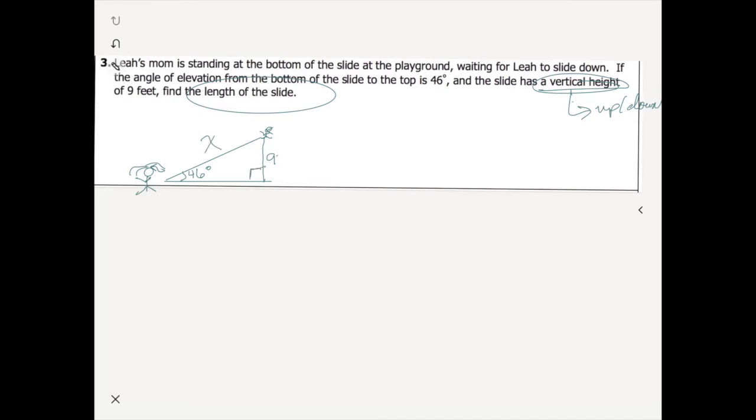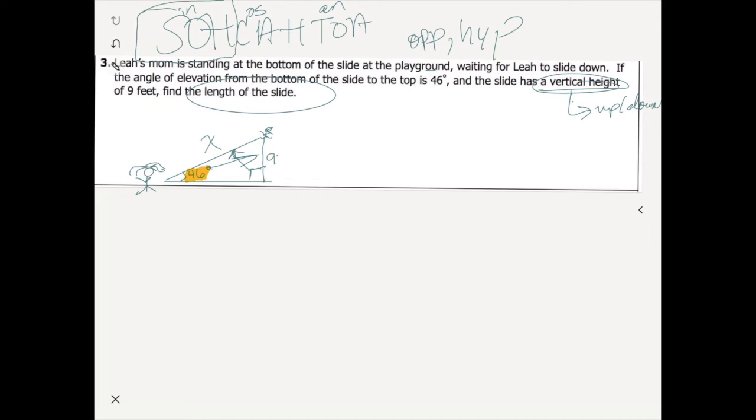Remember that this is a right angle. Now we're going to look at our reference angle. Our reference angle is 46 degrees. In relation to that 46 degrees, 9 is opposite. And x is the hypotenuse because it's across from the right angle. Here's SOHCAHTOA. We have sine, cosine, and tangent. This time we have opposite and hypotenuse, so we're going to be using sine. So we can say the sine of 46 degrees is equal to our opposite, 9, over our hypotenuse, x.